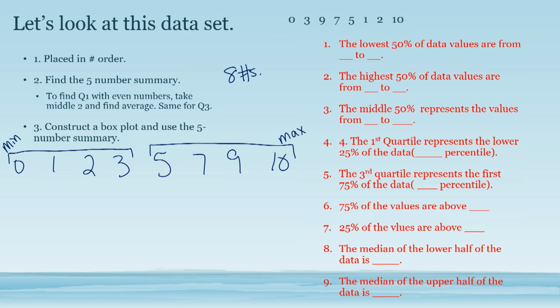To find my median, what do we need to do? We need to take these two, add them together, and get 8, and divide by 2.